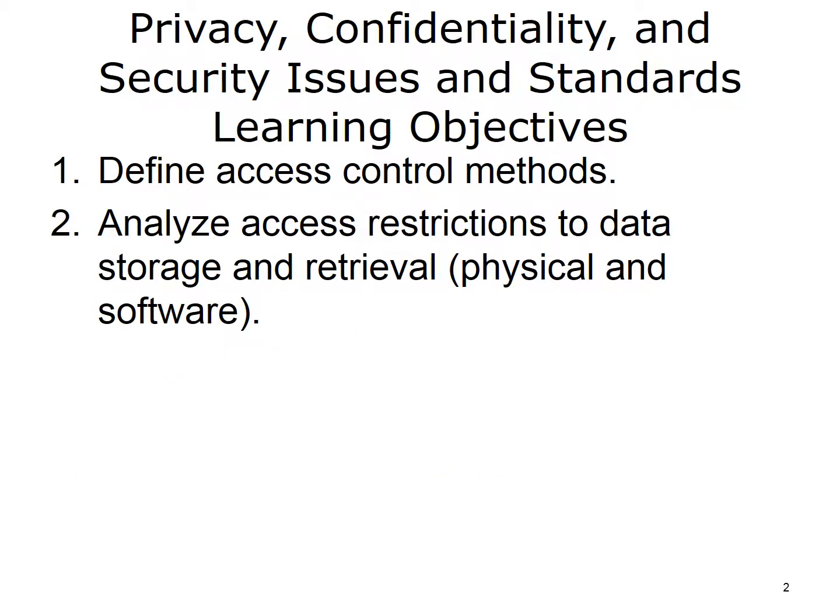Slide 2. Objectives for this unit, privacy, confidentiality, and security issues and standards, are to explain the concepts of privacy and confidentiality requirements and policies and learn how to implement the requirements. Describe how to secure data storage and transmission using data encryption, signatures, validation, non-repudiation, and integrity, PKI, certificates, and security protocols. Define access control methods. Analyze access restrictions to data storage and retrieval, physical and software.